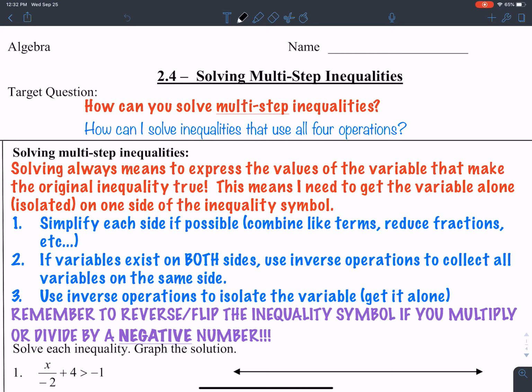What we want to do is try to simplify each side. If there are variables on both sides, we want to collect them, and then our overall goal is just to get the variable all alone. So we're going to use this list of steps to go through a few examples today.